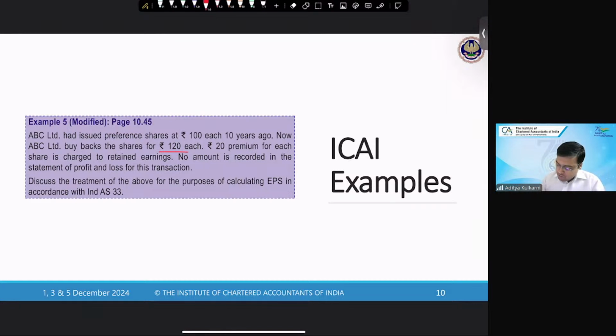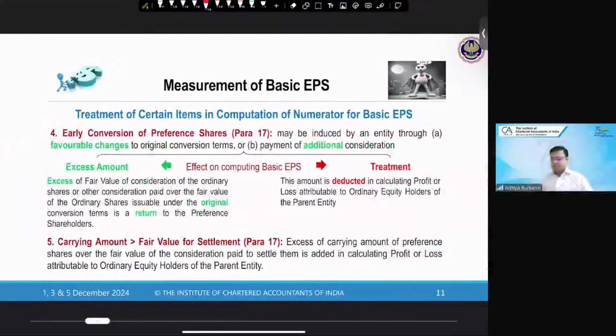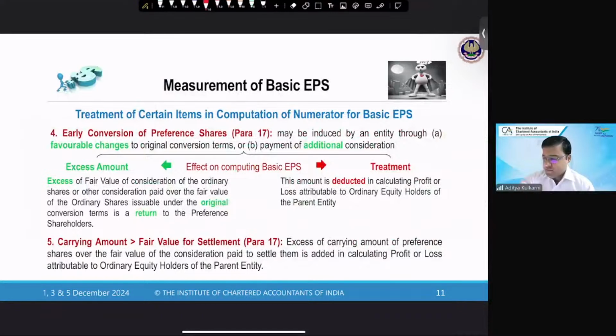See, the treatment of charging it to retained earnings is correct. So therefore, what are you going to do? Deduct from net profit as per P&L to arrive at net profit attributable to equity shareholders. Are you able to follow? Yes? Okay, fine. So this question is done. All right. Any doubts? No doubts? Okay, fine.